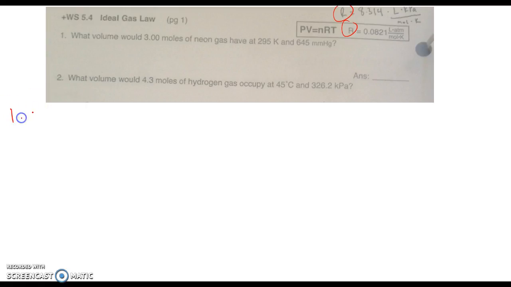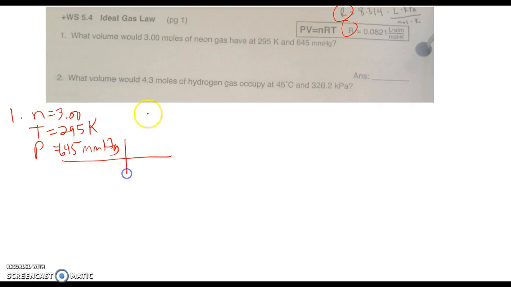So it says, what volume would 3 moles of neon gas have at a temperature of 295 Kelvin, we always have to use Kelvin, and a pressure of 645 millimeters of mercury? Well, we can either have kilopascals or atmospheres, so I can change this. 1 atmosphere is 760 millimeters of mercury, isn't it? So I could change this, and I may not even want to round anything yet. So I'm going to leave this as 645 over 760 atmospheres.